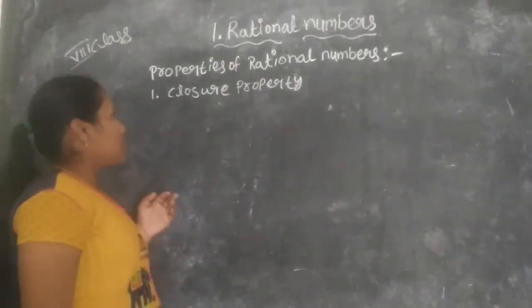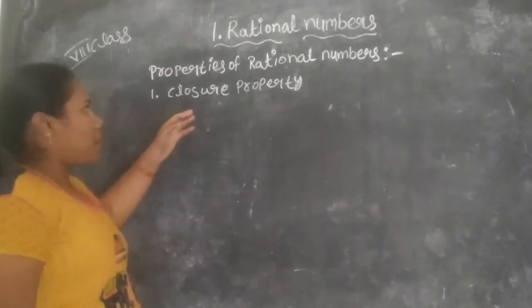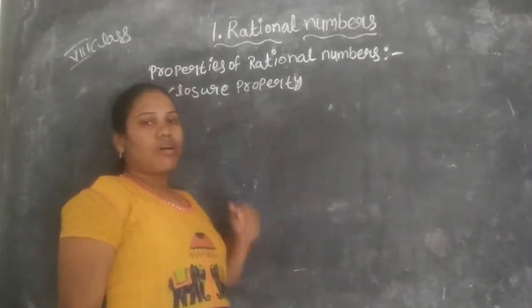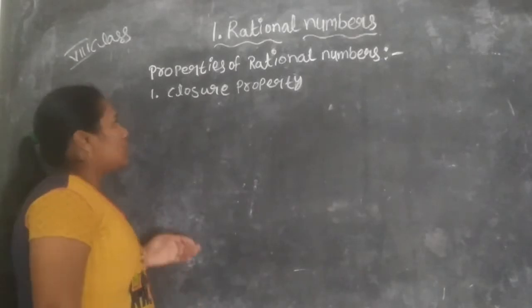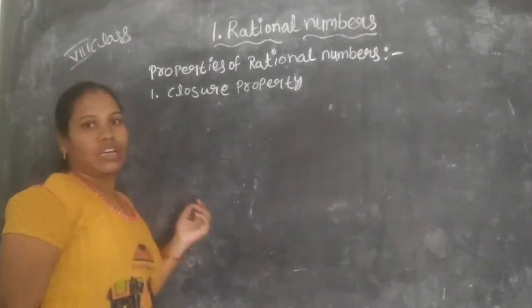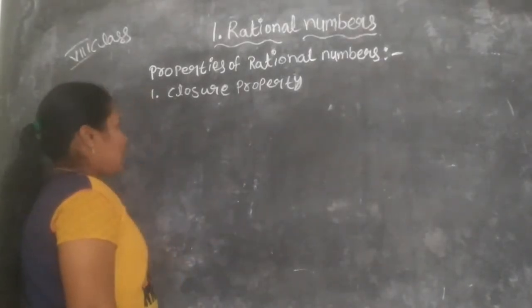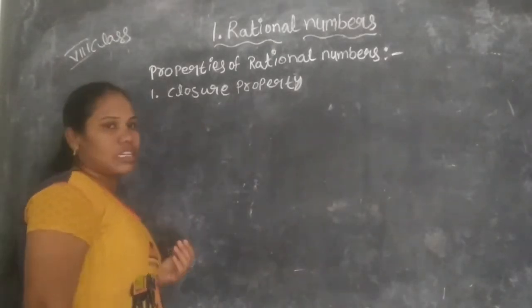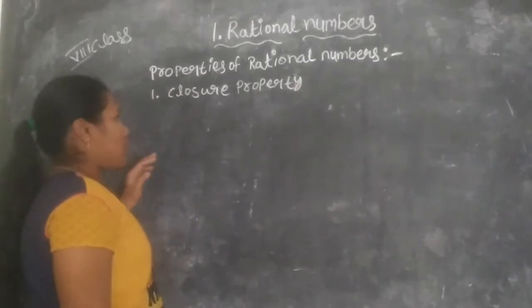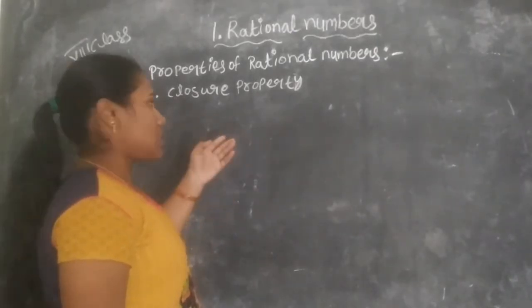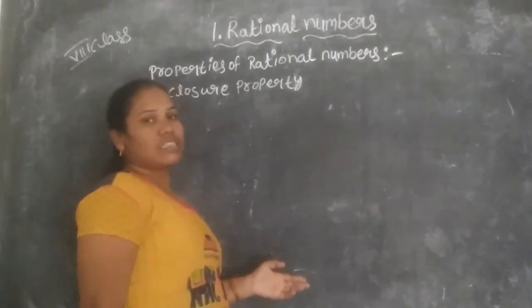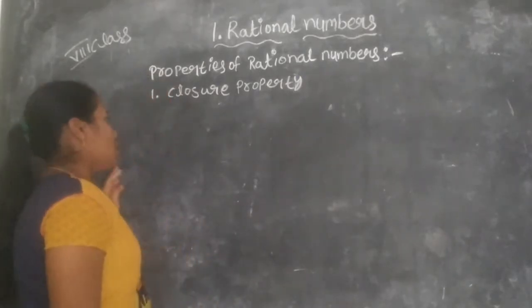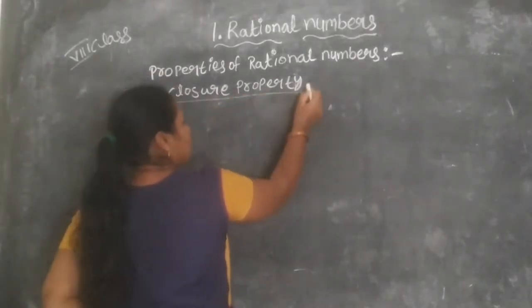So now we are discussing properties of rational numbers. We already learned properties in 7th class, such as closure property, commutative property, and associative property. Now we are discussing how these properties apply to rational numbers. The first one is closure property.